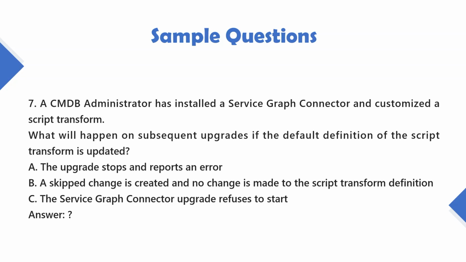7. A CMDB administrator has installed a Service Graph connector and customized a script transform. What will happen on subsequent upgrades if the default definition of the script transform is updated? A. The upgrade stops and reports an error. B. A skipped change is created and no change is made to the script transform definition. C. The Service Graph connector upgrade refuses to start.